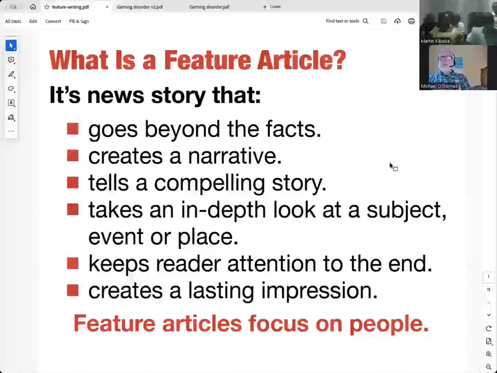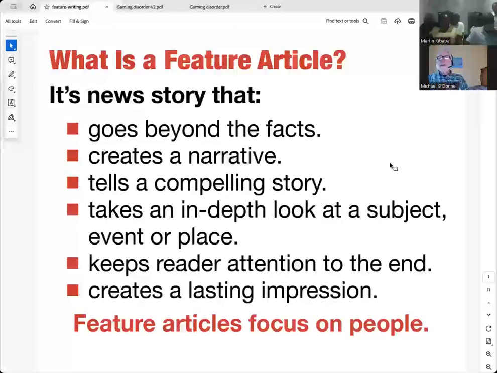So what makes a feature story, though, is that it's not just the facts. In a straight news story, you're going to see basically a recitation of what happened: who, what, when, where, and sometimes how and sometimes why. But a lot of news stories are just who, what, when, where. Somebody got in a car accident Thursday out in the country somewhere. A narrative story has to go beyond that. It has to go to the how and the why of things, as well as the who, what, when, and where.